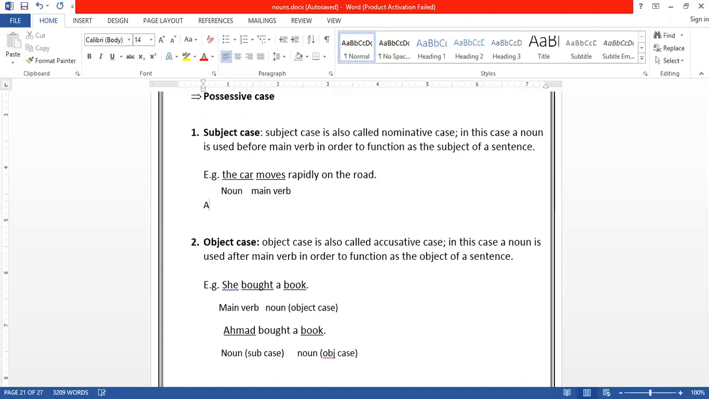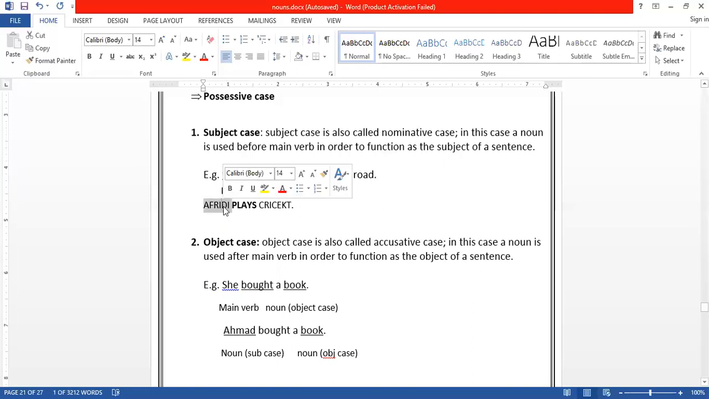Let me give you another example. If I say, Afridi plays cricket. Who plays cricket? Afridi. So first of all, what is the subject? Afridi is a noun. Can you see? It's a noun. Why? Because it is used before the main verb. This is my main verb. It is used before the main verb, and Afridi functions as the subject of a sentence. Subject means the doer of an action, someone who performs an action.